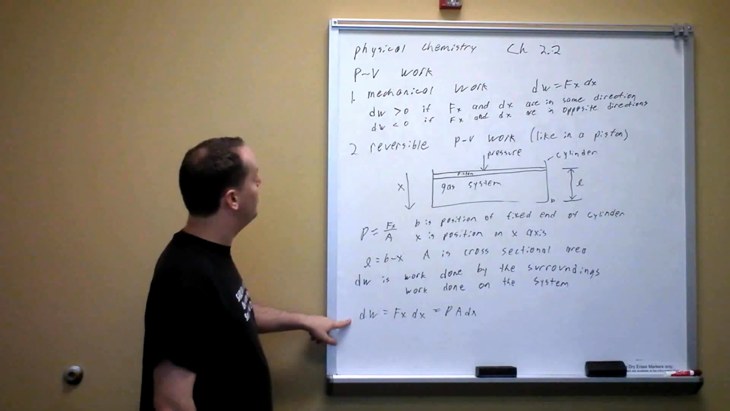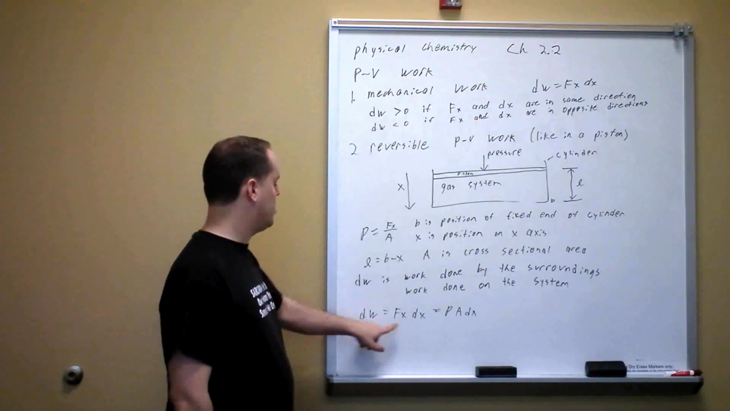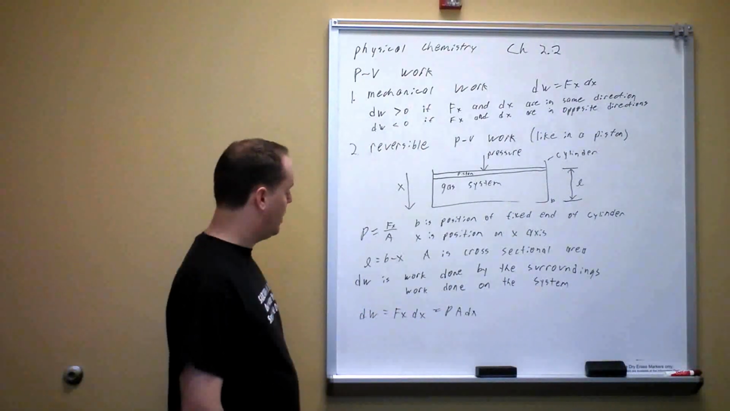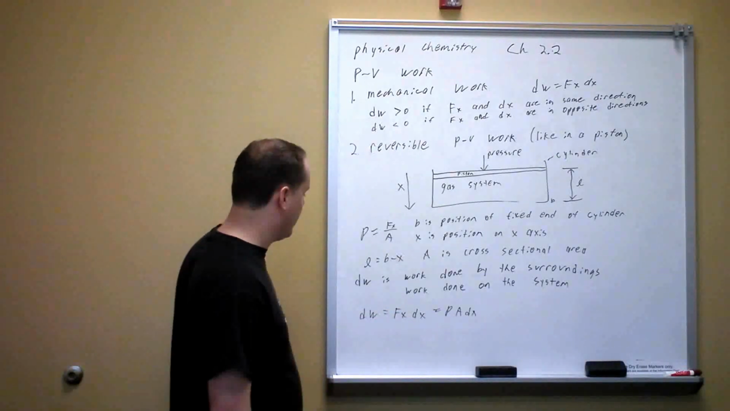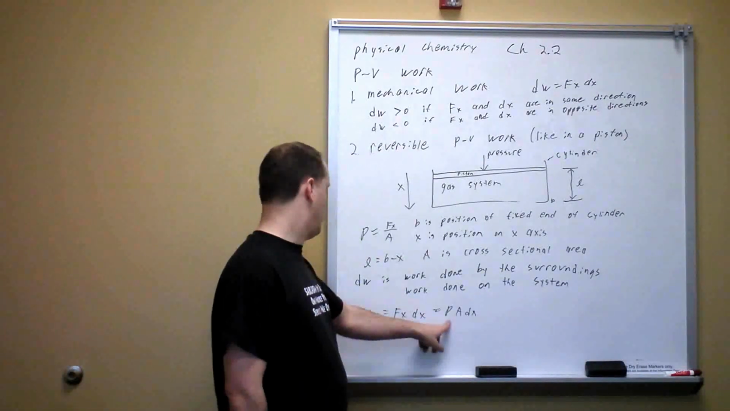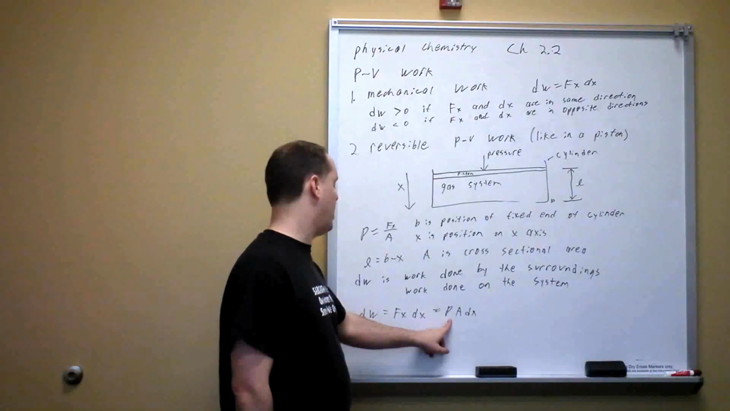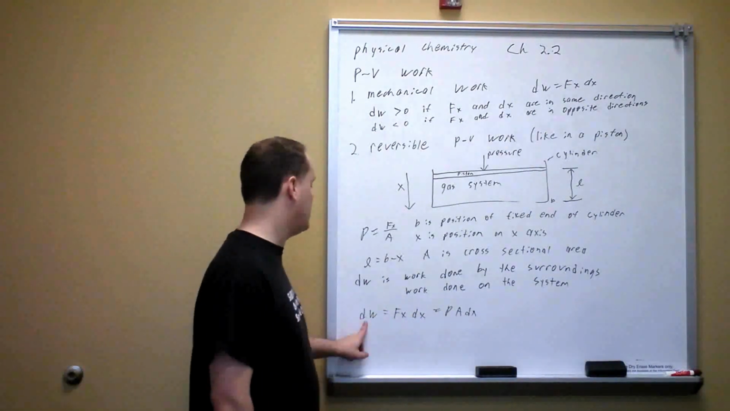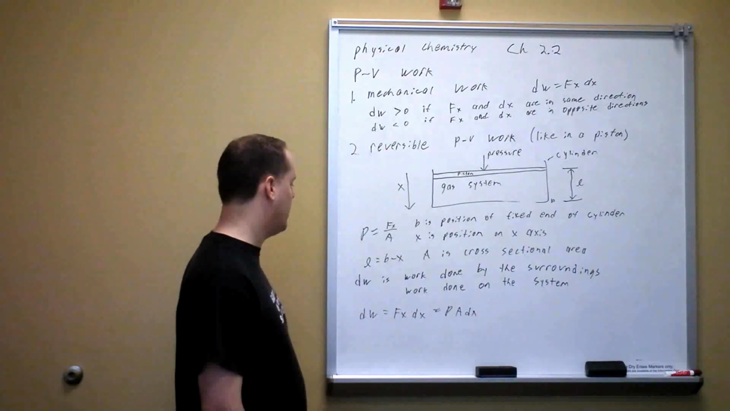So like we said before, dw, the differential of work at any time, is equal to the x component of force times the change in the x position at any time. So rewrite that, we have pressure times the area, or dw is equal to pressure times area dx.